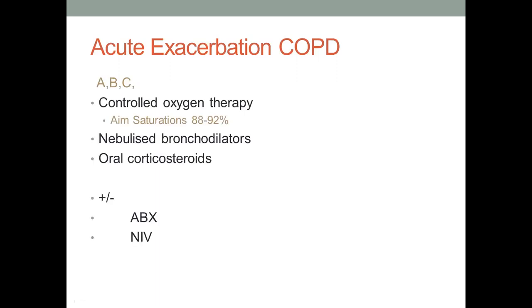Treatment of acute exacerbation of asthma and COPD are the same, but with the addition of two things. One is oxygen. In asthma, we give oxygen with a saturation target of 92 to 95%, and more than 95% in a pregnant patient with asthma. While in COPD patients, our target oxygen saturation is 88 to 92%.